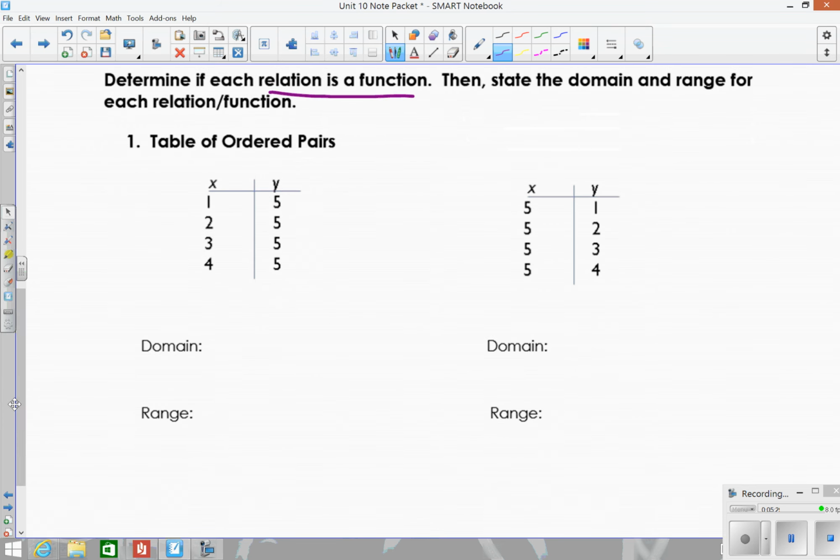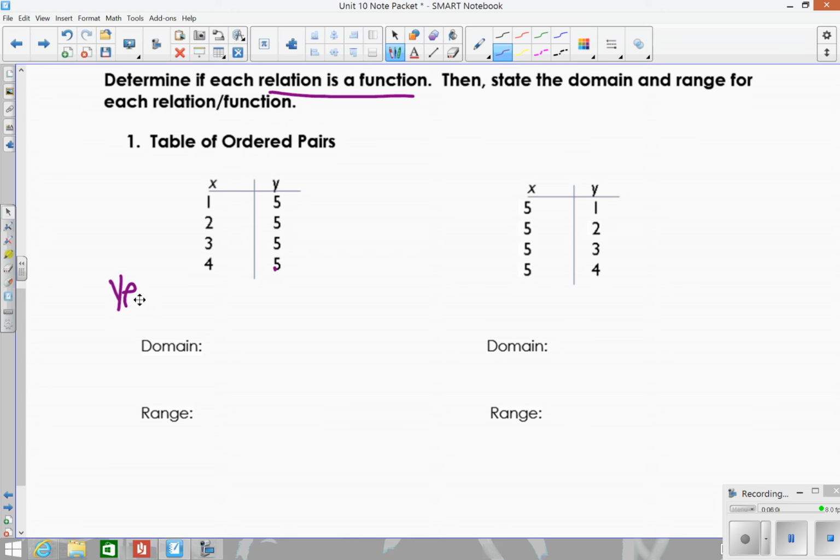So the first thing I'm looking at is a table of ordered pairs. So we have two examples. In this example, think of it as if your input's 1, your output's 5. If your input's 2, your output's 5. 3, the output's 5. 4, the output's 5. So basically all of these inputs are going to the same output. They're all going to an output of 5, but individually speaking, 1 only has one output. 2 only has one output. So each of these inputs is only going to one thing. So yes, this is a function.